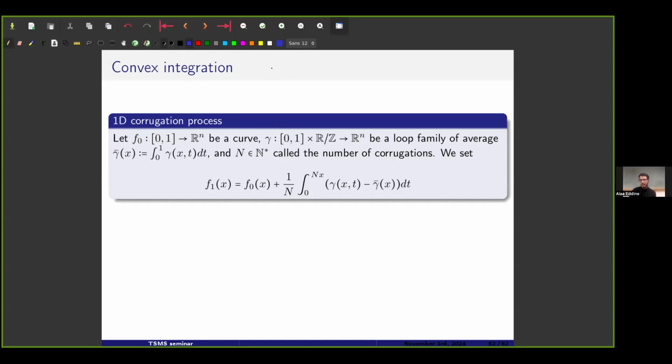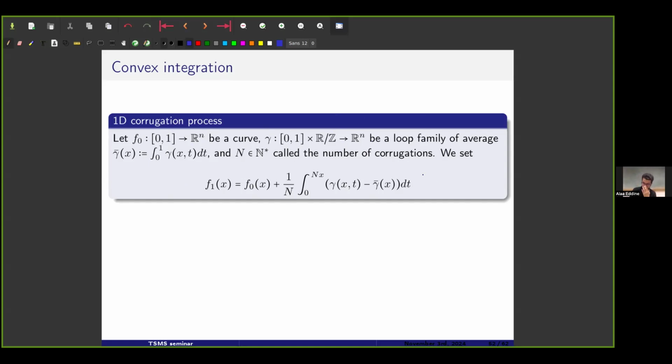So in the one-dimensional case, if we take our curve f0 in Rn in general, let's suppose that we have a loop family. For each point in [0, 1], you have a loop, and that varies smoothly. When we fix the point x, we can take the average of this curve. And for some number n, we can define f1 like this.